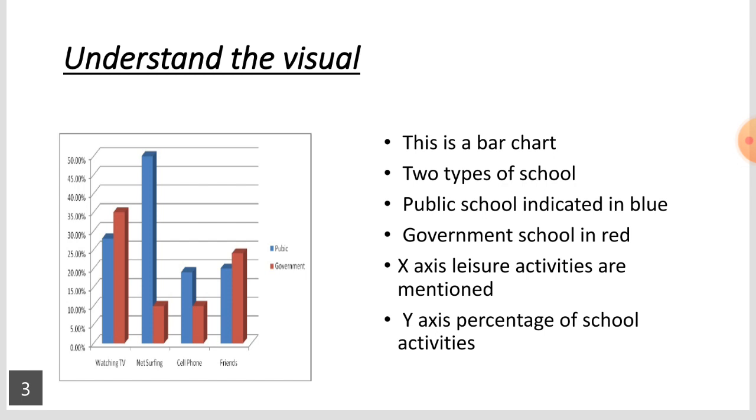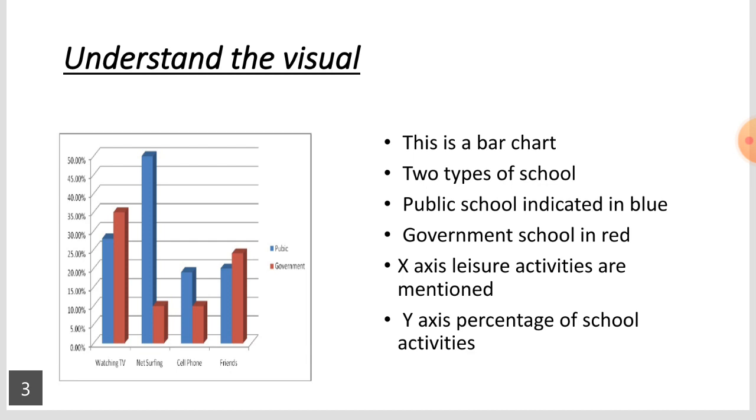Before you start writing, understand the visual provided in the question. So this is a bar chart. The chart tells us about the activities that children of the age group 13 to 19 years involve themselves in during their leisure time. We have been provided a survey conducted in two types of schools. Public schools indicated in blue and government schools indicated in red.